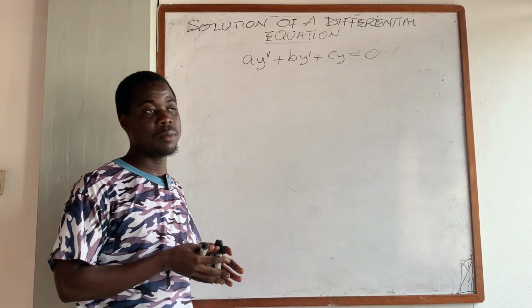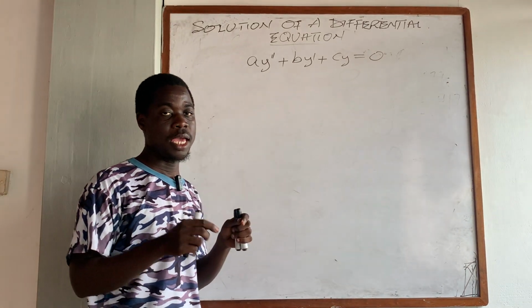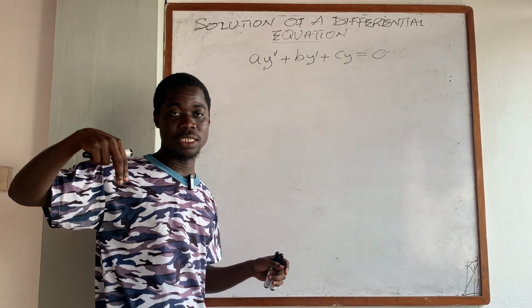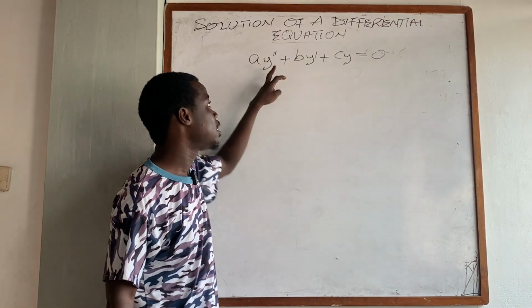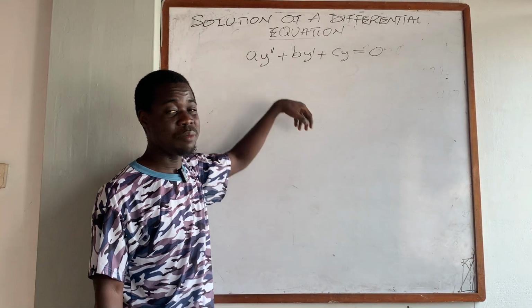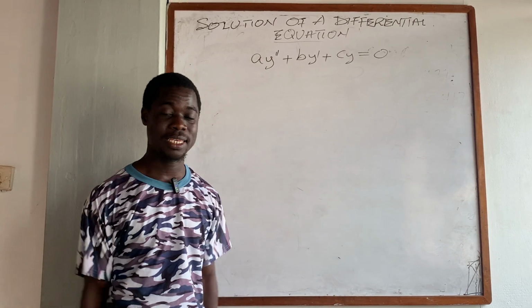Now, if you want to talk about the order of a differential equation, you need to check the highest derivative we have in the differential equation. So here, if you check, the highest derivative we have over here is 2. That means the order of this differential equation is 2, which means we are talking about the second order.